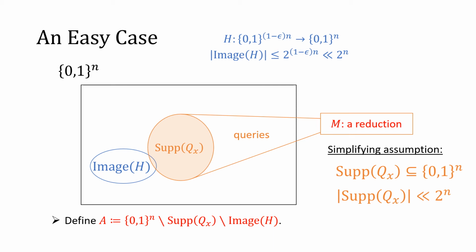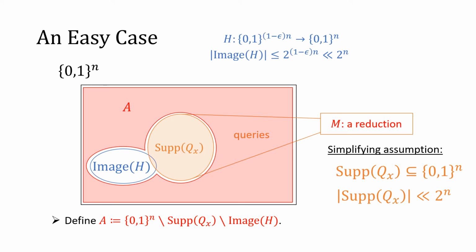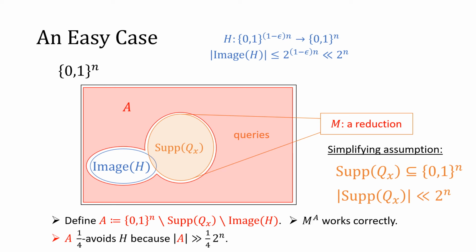In this case, it is easy to simulate the reduction in BPP. How do we do that? Well, we first define an oracle A, which looks like this. A is all the n-bit strings minus the support of all the queries minus the image of H. The reason why we define the oracle A is that we can make sure that A avoids the function H. The reason is that there is no intersection between A and the image of H. And moreover, the size of A is quite large. So A avoids H, which means that since the reduction is a black box reduction, we can make sure that the reduction M given the oracle A works correctly.